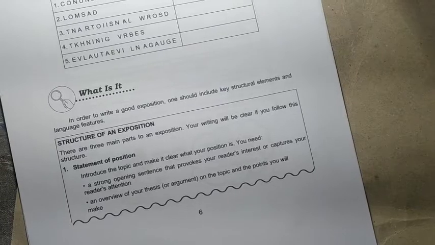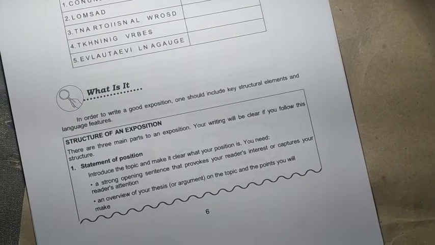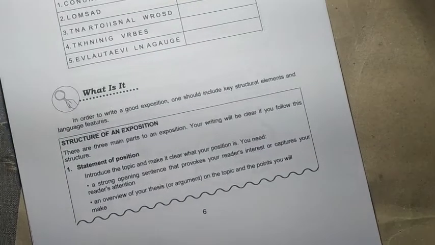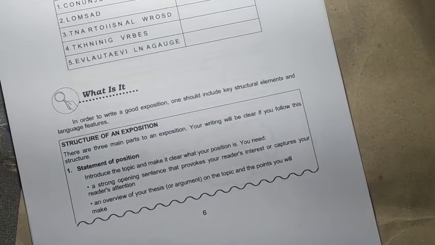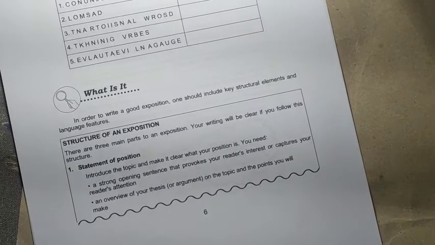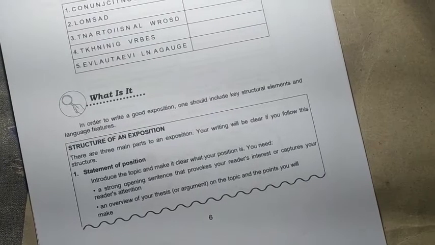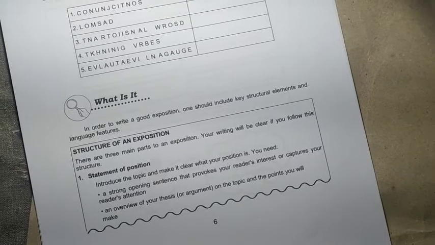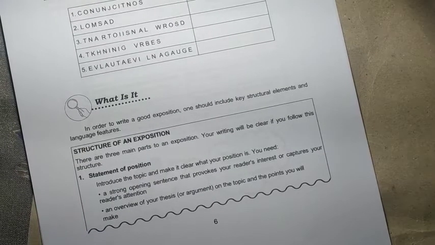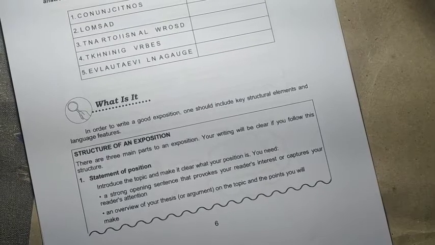So there are three main parts to an exposition. Your writing will be clear if you follow this structure. So for your readers to understand more, to make it clearer and more understandable, we will use this structure of an exposition. So the first one will be the statement of position. It introduces the topic and makes it clear what your position is.